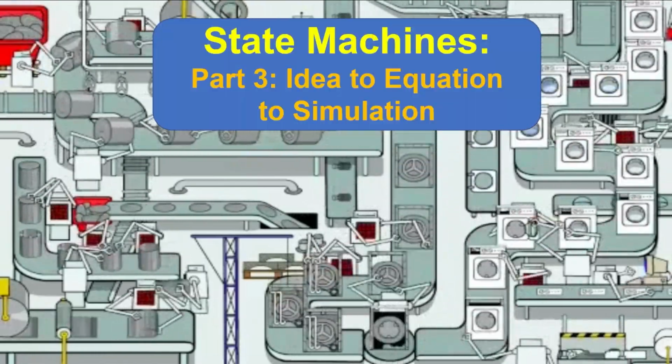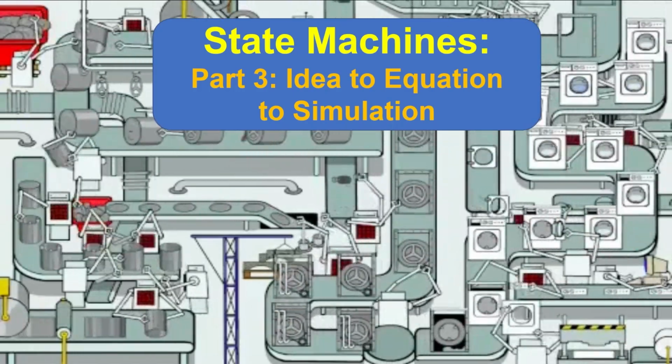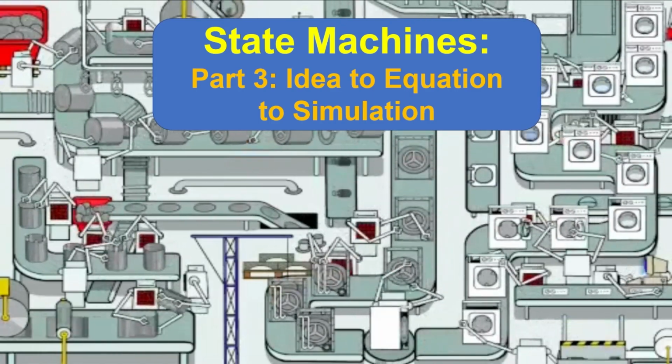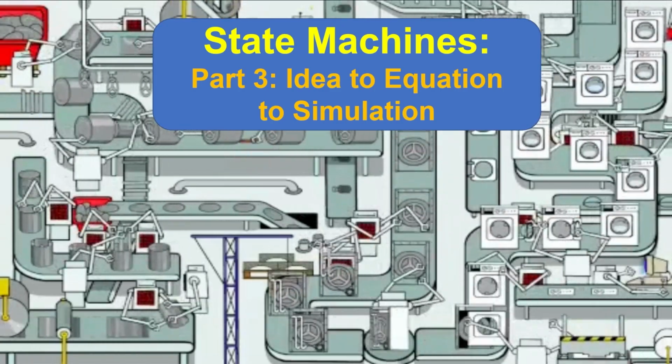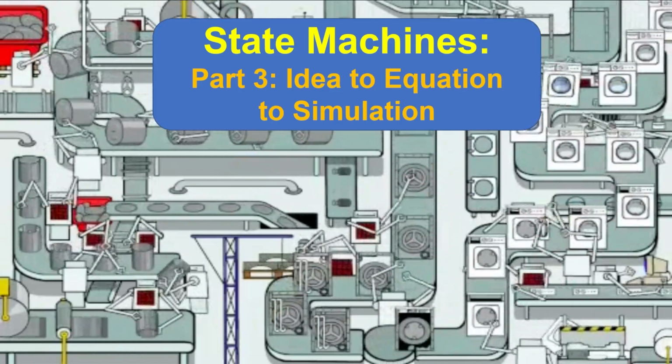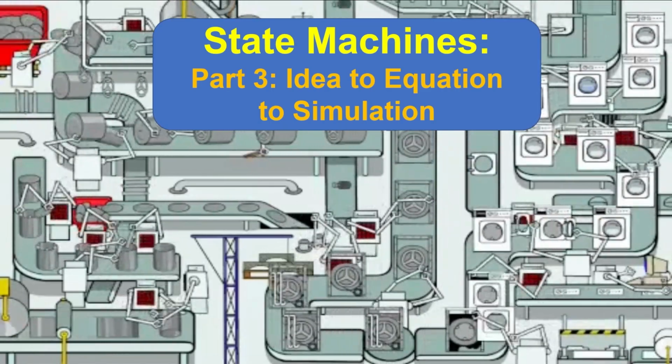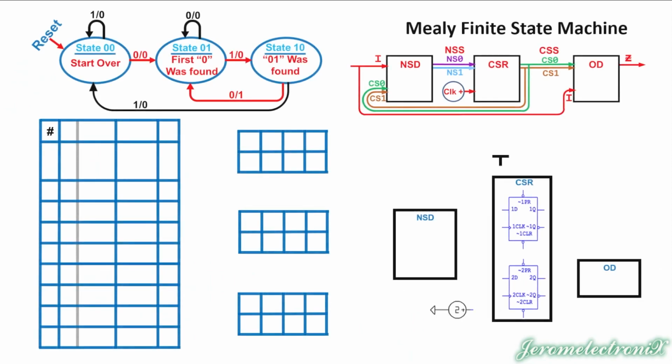Anyway, this is going to be State Machines Part 3, Idea to Equation to Simulation. This is where we're going to take a Mealy machine and build it. We've already made the state graph. We've already made the state bubble graph, and students should have this worksheet. So here's the state bubble graph. We've actually gone through that in the previous video. We have gone over the structure of the Mealy machine. Mealy kind of came up with this idea, which is the main foundation for all Mealy finite state machines.